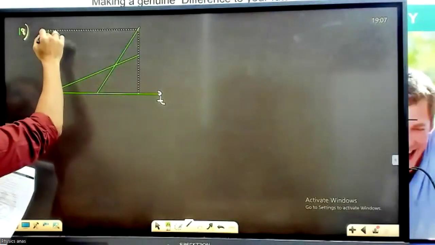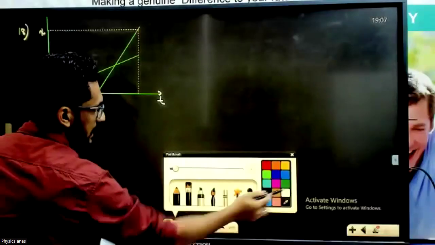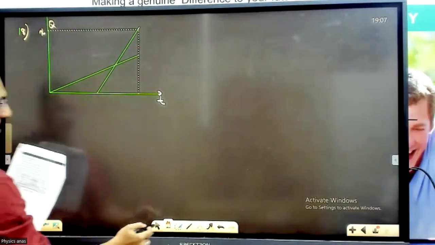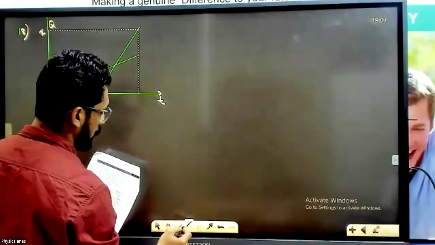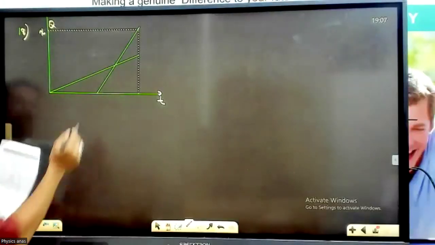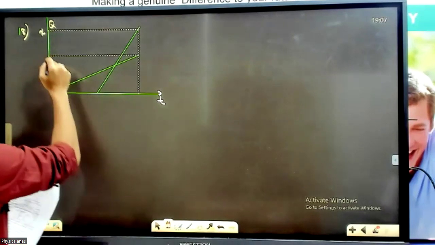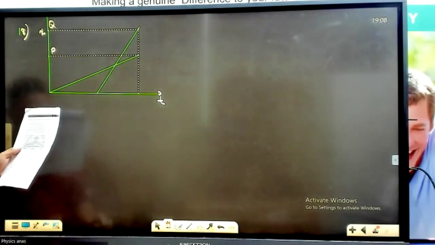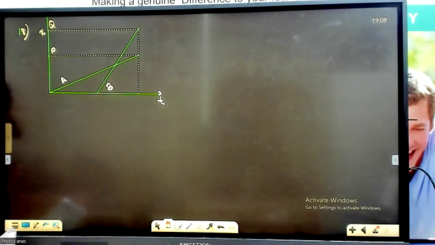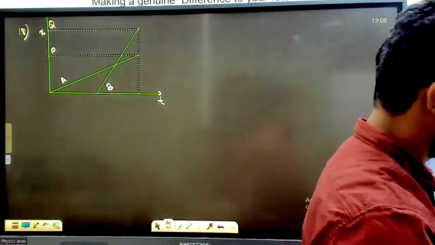Draw that graph in your notebook. The point here is what? That's Q. And the point corresponding to the next one is P. And this is A. This is B. This is the graph. Draw the graph first, and then there are some questions.